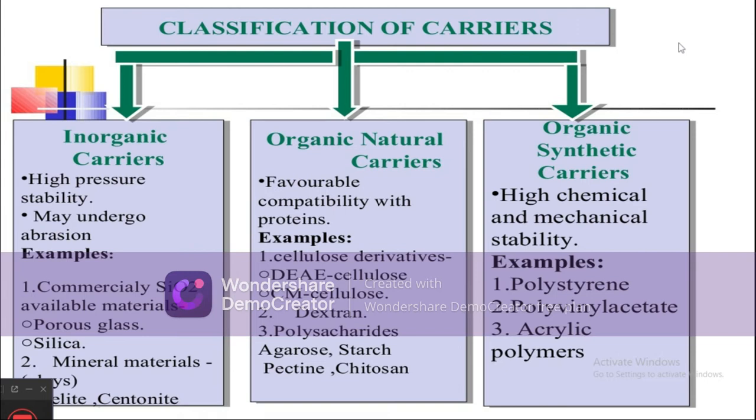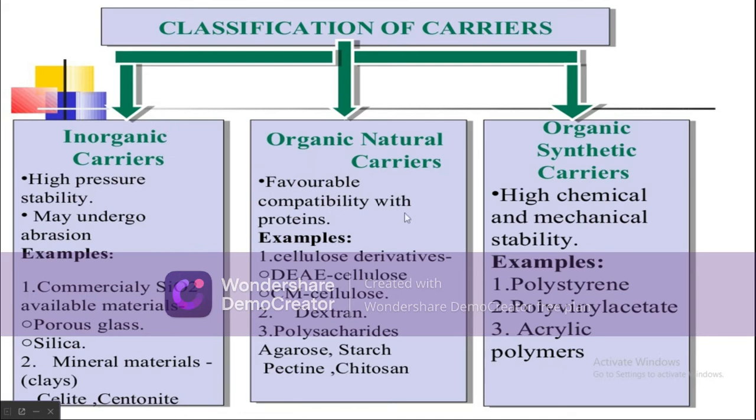We have inorganic carriers. When you say inorganic, it means that they are not from a living source. Examples of them are silicon oxide, porous glass, and silica. We also have minerals and materials. Then we also have lights. These are the examples of the inorganic carriers.